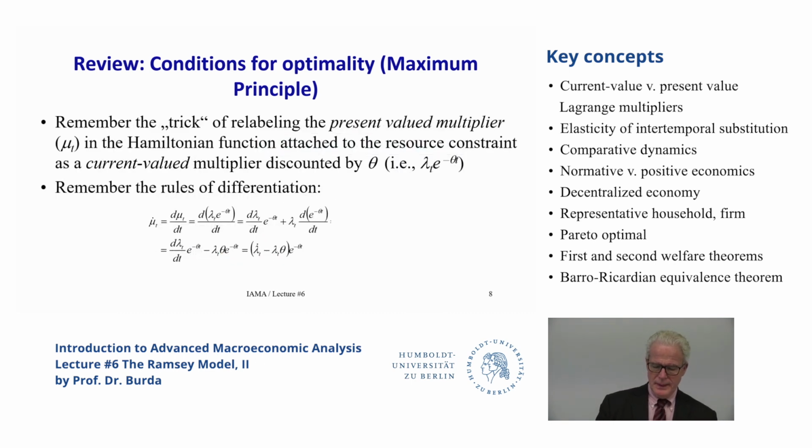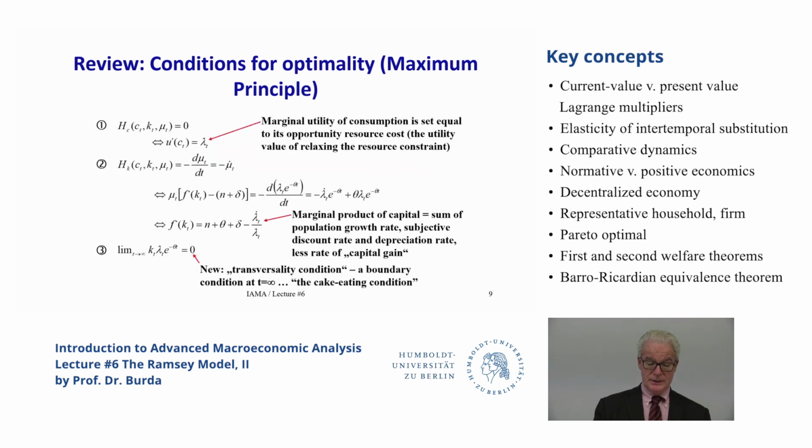Okay, so again, the trick we already discussed, eliminating the term mu, which is the present value multiplier, and substituting for it a discounted version of the current multiplier, allows us to simplify that equation significantly. Okay, so we can do that, and we get the following three equations. The first two are the ones that are going to concern us most. This one and this one.